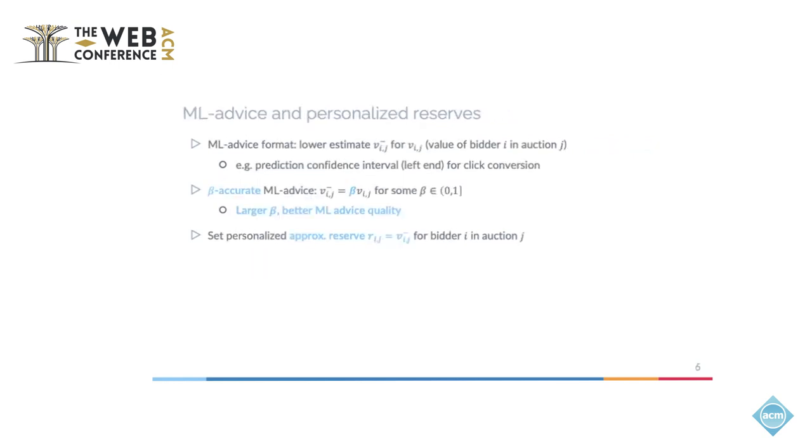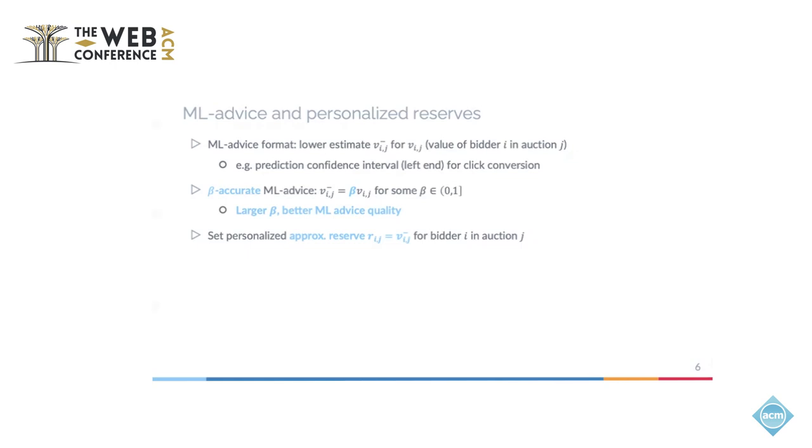All right, so before I go into more details on these results, let me first formalize the notion of ML advice and setting these ML advice as personalized reserves. So we consider ML advice in the form of a lower estimate of a buyer's value in a particular multi-slot auction. And this lower estimate is not unnatural because in much of the existing outstanding literature, they provide predictions for click conversions that have a confidence interval, and we can take the left-hand side of these confidence intervals to serve as our lower bound estimate.